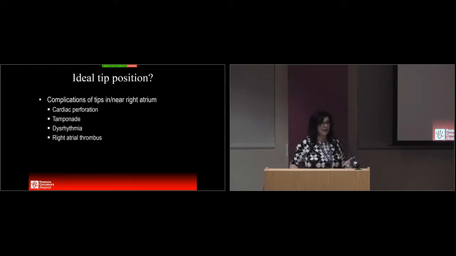So the question is, what is ideal catheter tip position? And there has been discussion over the years about this and many research projects, and I'm going to go over some of those. But there have been reported complications of high catheter tip position and low catheter tip position. So complications described with the catheter tip in the right atrium or near the right atrium include cardiac perforation. You can have tamponade, you can have cardiac dysrhythmias, and you can form thrombus in the right atrium.